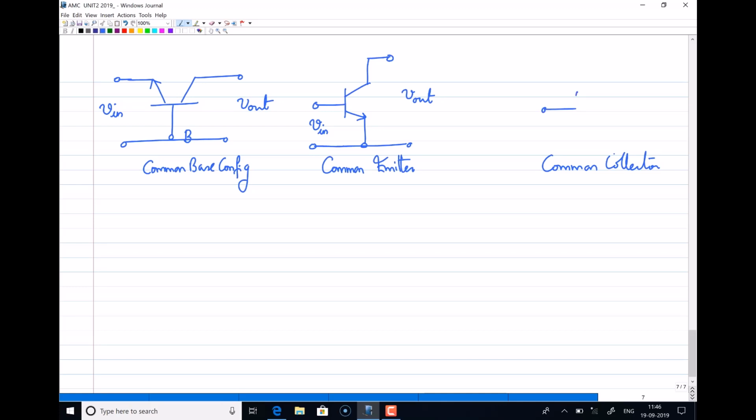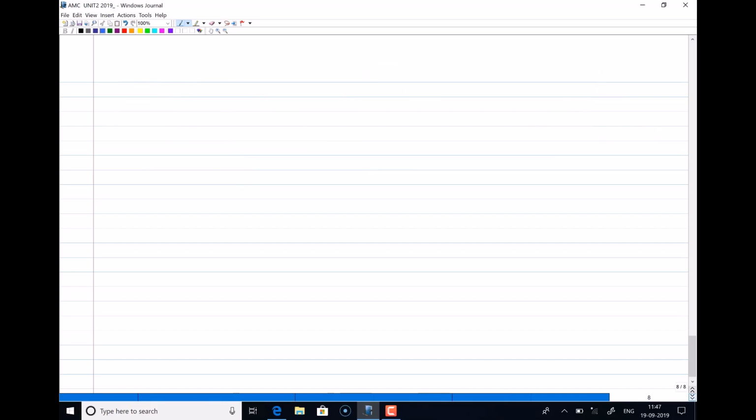I'll just draw this structure the other way, where I'll make this collector terminal common for the input signal. So input will be applied to base, where collector is the common point. Output is taken from emitter, where collector is the common point. So we have looked at the configurations.